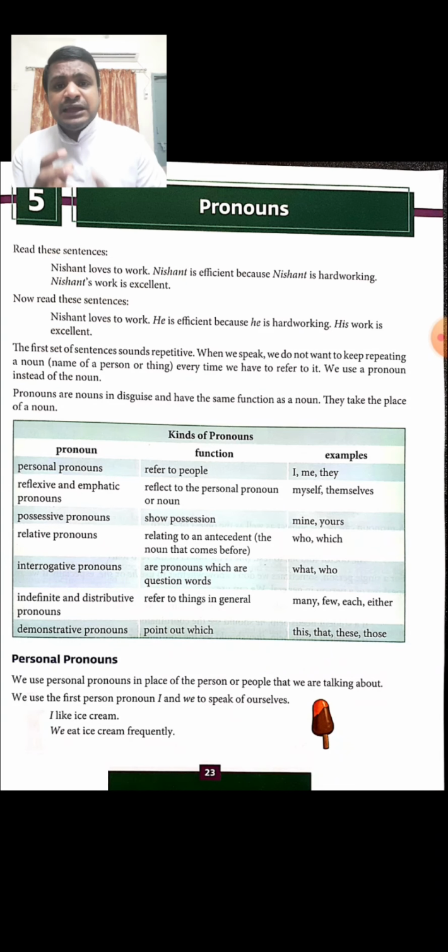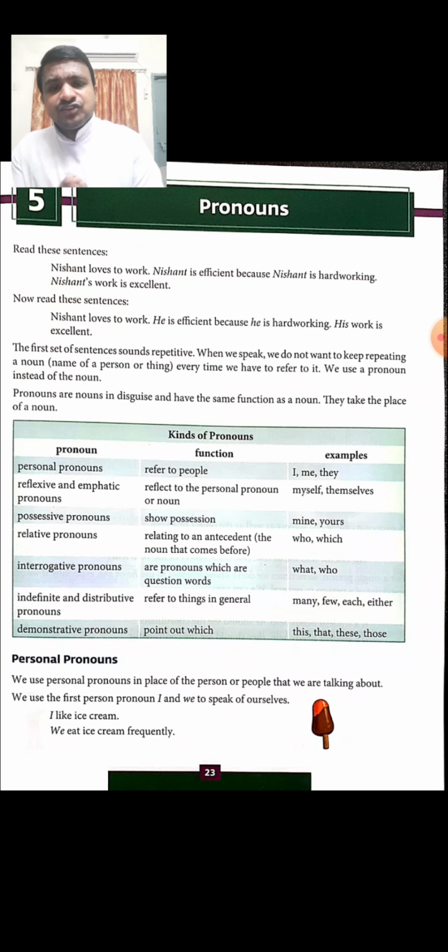Suppose when we write a few sentences, we may tend to repeat the noun a few times. So, in order to avoid those repetitions, we use the pronouns. Look at the example in your textbook. Nishant loves to work. Nishant is efficient because Nishant is hardworking. Nishant's work is excellent. Now, instead of the noun Nishant, we can use the pronoun he.